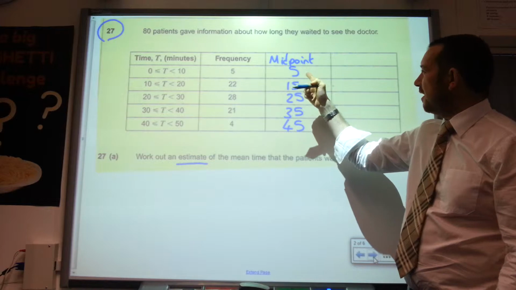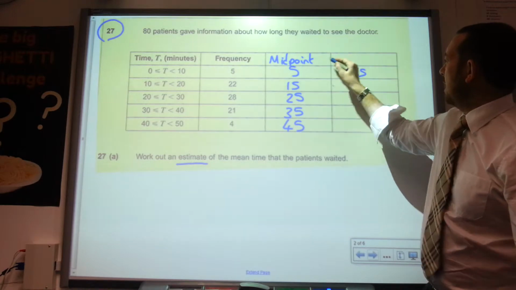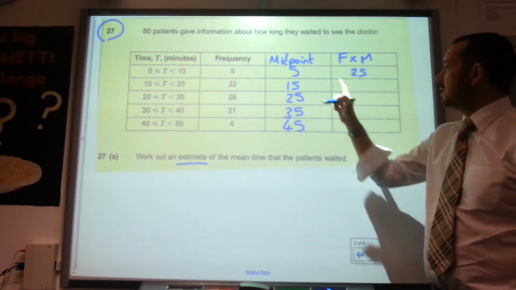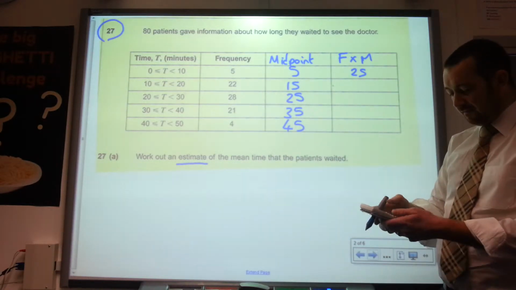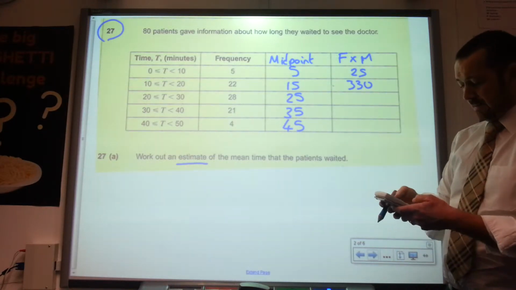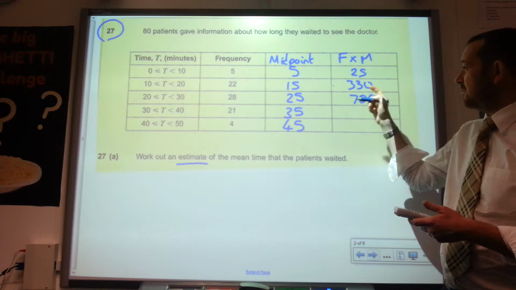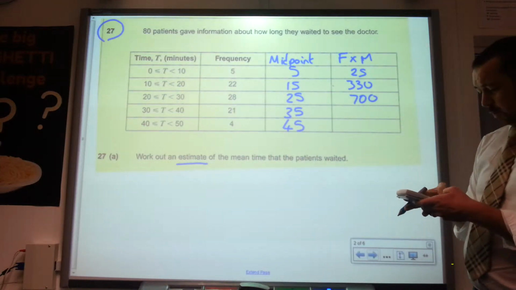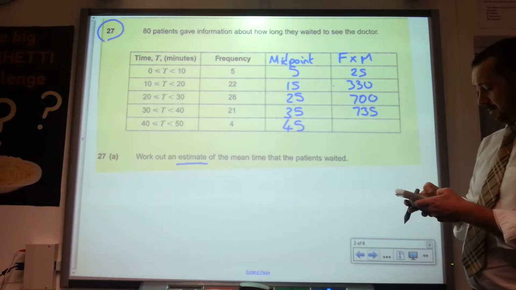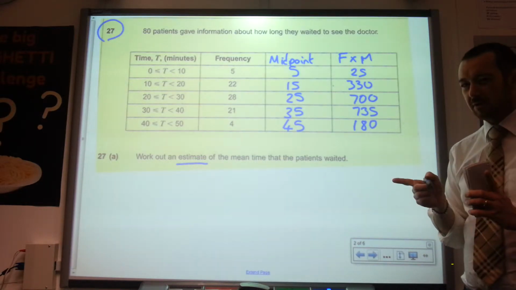So if these 5 people had to wait 5 minutes, that's a total of 25 minutes for all of them. And so what I'm going to call that column is F for the frequency times M for the midpoint. So these 22 people had to wait 15 minutes each. So 22 times 15 is 330. And the next one, 28 times 25 is 700. Total of 700 minutes for these 28 people. 21 times 35 is 735. And then 4 times 45 is 180. Okay? Now, what have I got to do next?